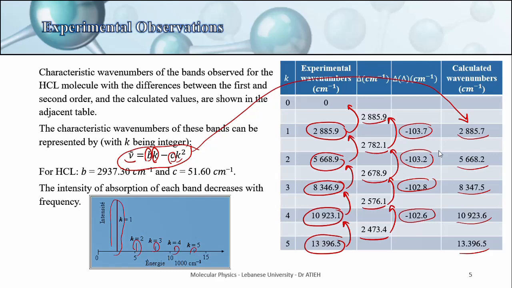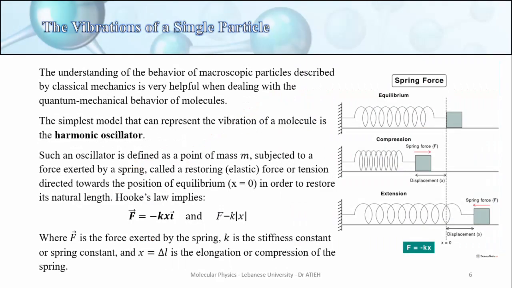So we have our experimental data, we can fit the graph to find B and C. To understand the vibration of a diatomic molecule, it's very helpful to start with classical mechanics. Let's start with studying the vibration of a single particle. Assume we have a particle of mass m, and this particle is connected to a spring. When this particle is displaced from its equilibrium position, it will be subjected to a force called tension.